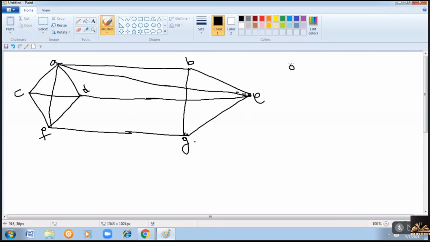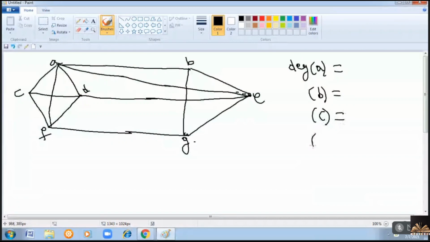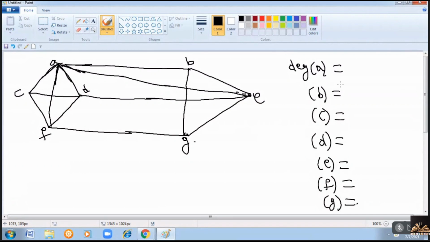So what is the first step? First, you have to find the degrees of all the vertices. Let me find the degrees first. What is the degree of A? 1, 2, 3, 4, 5. Sorry. 1, 2, 3, 4, 5.